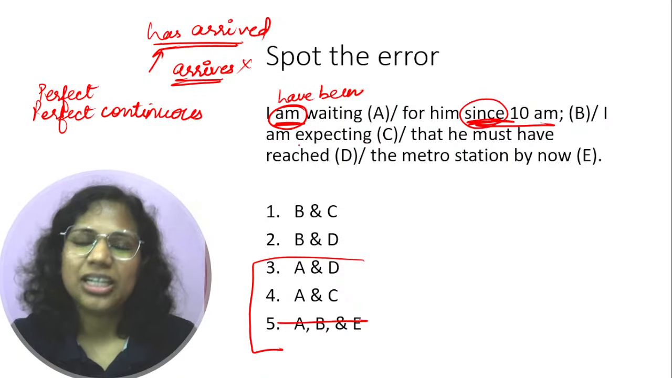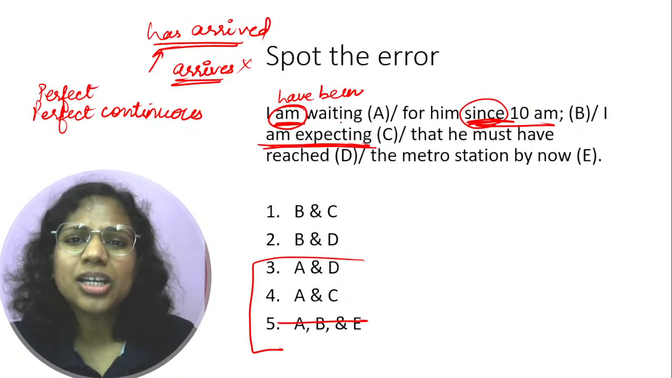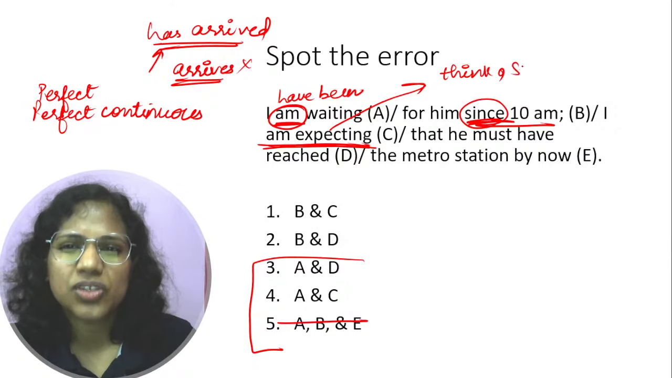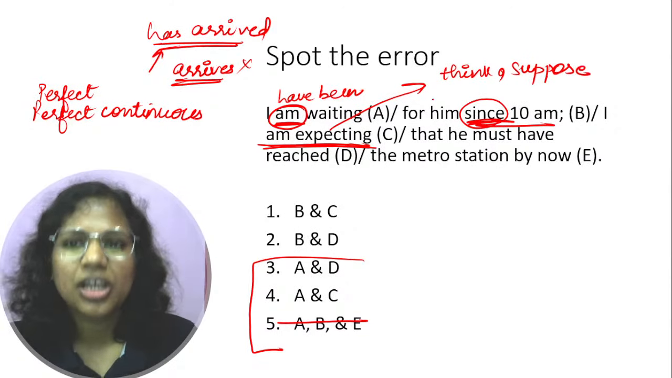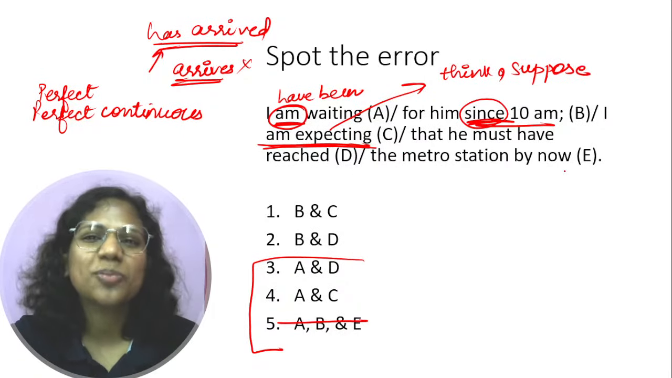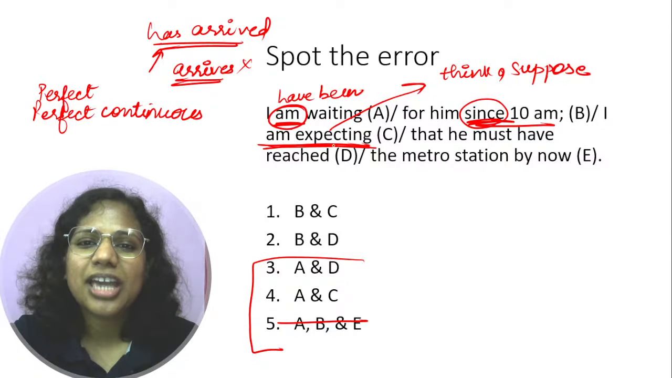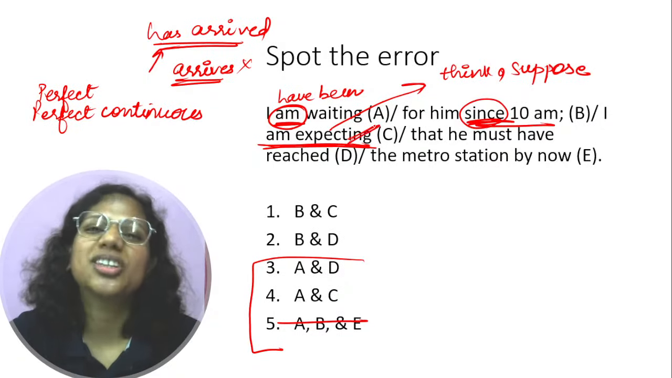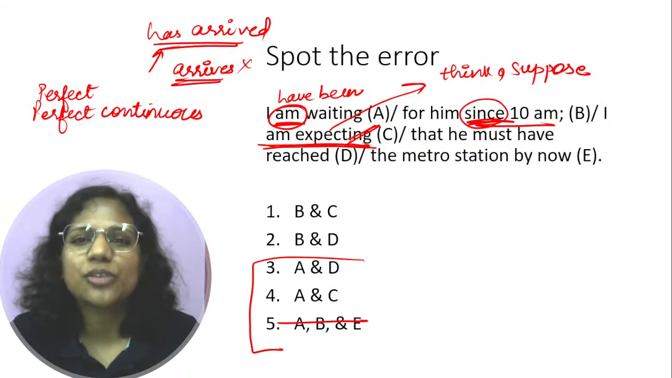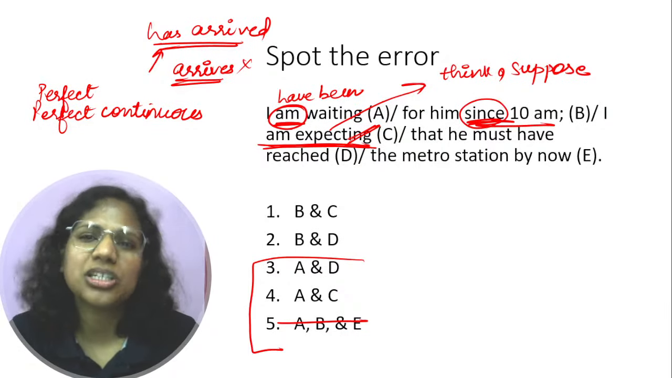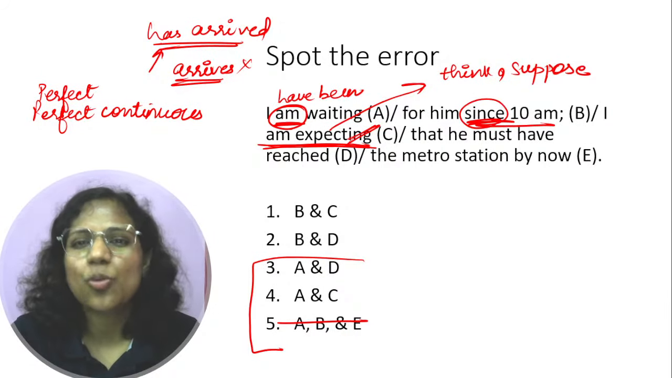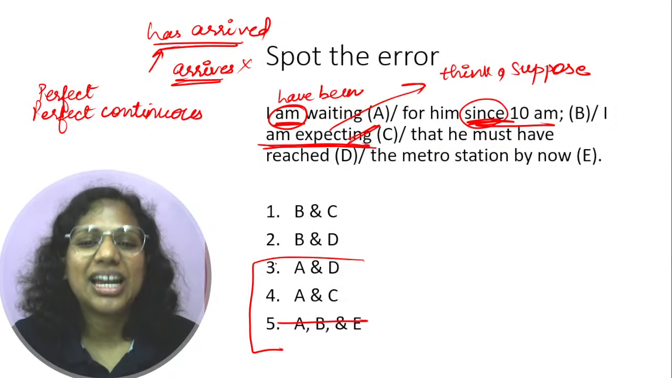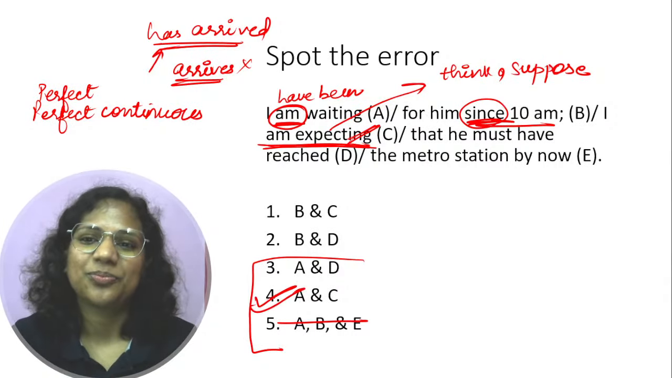I am expecting. Here, expecting. Here you basically want to say, I think, I suppose, I believe that he must have reached the metro station by now. When you talk about expecting in this sense, I think, I suppose, you do not use it in the progressive form. I expect that he must have reached the metro station by now. I think he must have reached the metro station by now. I suppose that he must have reached the metro station by now. No continuous form, and that is why 4 is our answer.